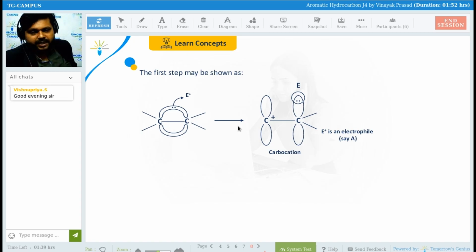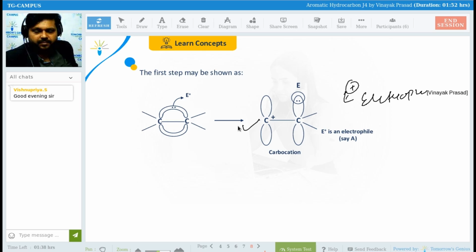So we can see this in the diagrammatic form as well. How this has happened: the electrophile has shifted towards the carbon, and how the carbocation has been formed. We can see it in this diagram as well. So E plus is the electrophile, right?